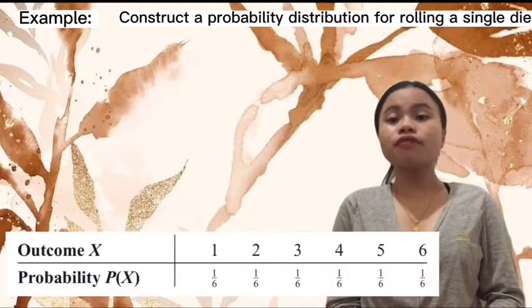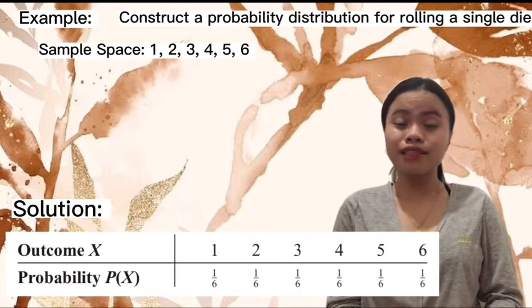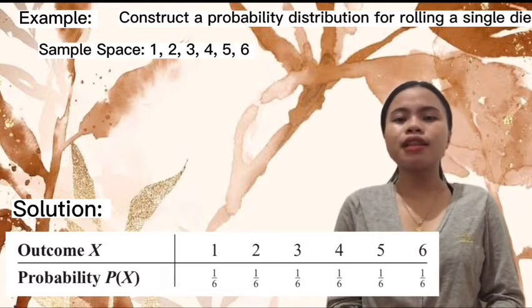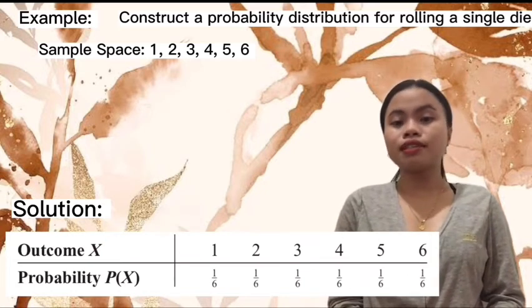For example, construct a probability distribution for rolling a single die. So, the solution for it is, since the sample space is 1, 2, 3, 4, 5, and 6, and it was represented by the outcome x, and each outcome has a probability of 1/6, the distribution is as shown on the screen.